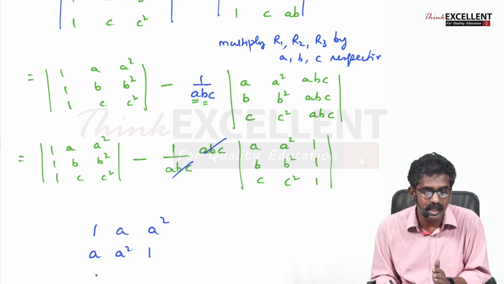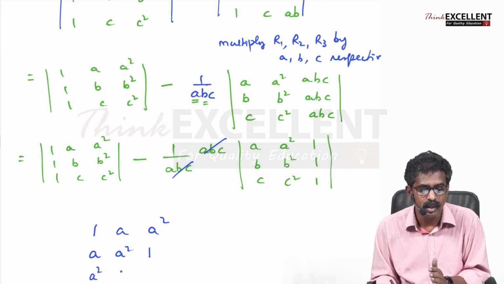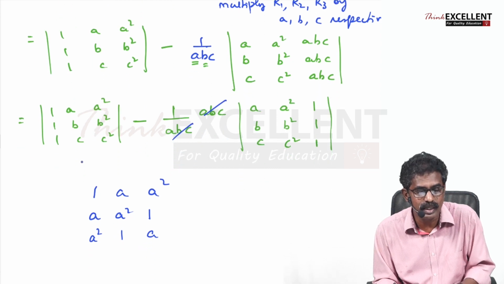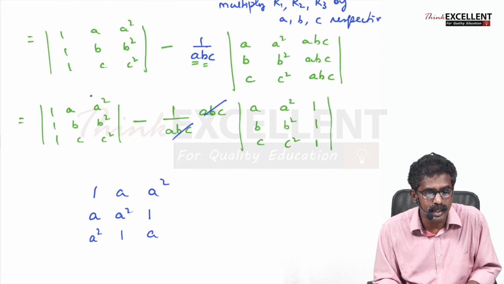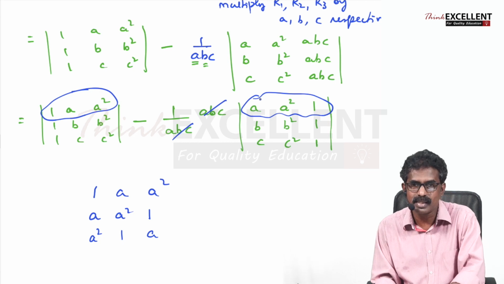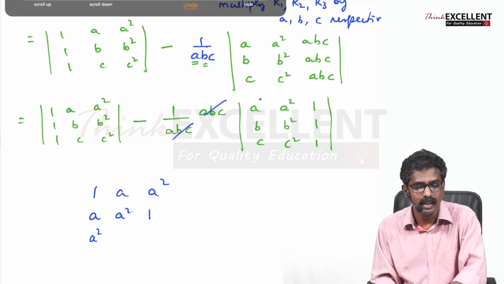If you start with A square, 1, A. You can start in any way. So you see this, here we have 1, A, A square, 1, A, A square. If you start with A square, 1. So both are same only, no? Yes. So you can rewrite them.